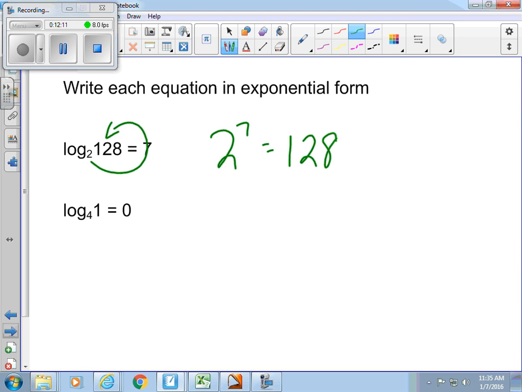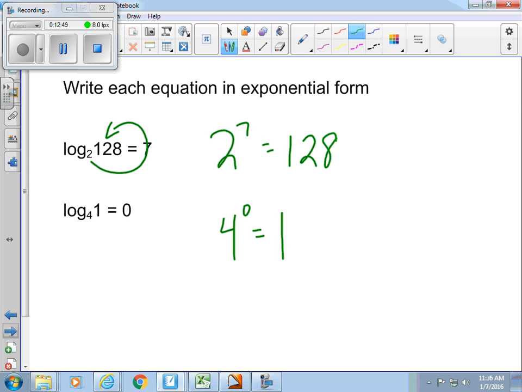That'd be 4 to 0 equals 1. Does that make sense? Makes perfect sense, right? Question. What's log base 3 of 1? It's going to equal 0. Why? Anything to the 0 power is 1. So log base anything of 1 would have to be 0. That's not what we're doing on this slide, but. So what's the rewrite? 4 to the power of 0.